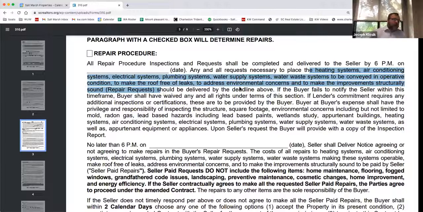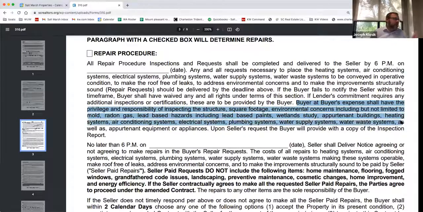If the buyer fails to notify the seller within this time frame, buyer shall have waived the rights under this section. That's not good. Okay. If the lender's commitment requires any additional inspections or certification, these are to be provided by the buyer. It does not state these are necessarily protected by this deadline. Buyer at buyer's expense shall have the privilege and responsibility to inspect the structure, square footage, environmental concerns, including but not limited to, and then it lists basically everything again, and then adds mold, radon gas, lead-based hazards, appurtenant buildings, heating systems, air conditioning, electrical systems.